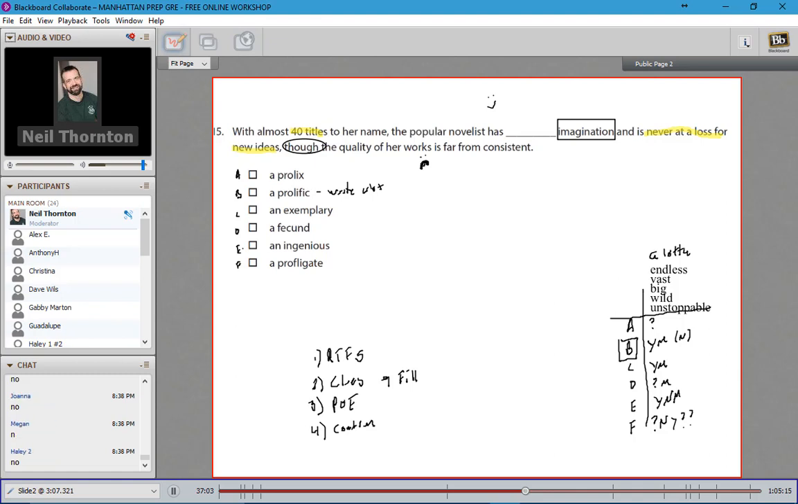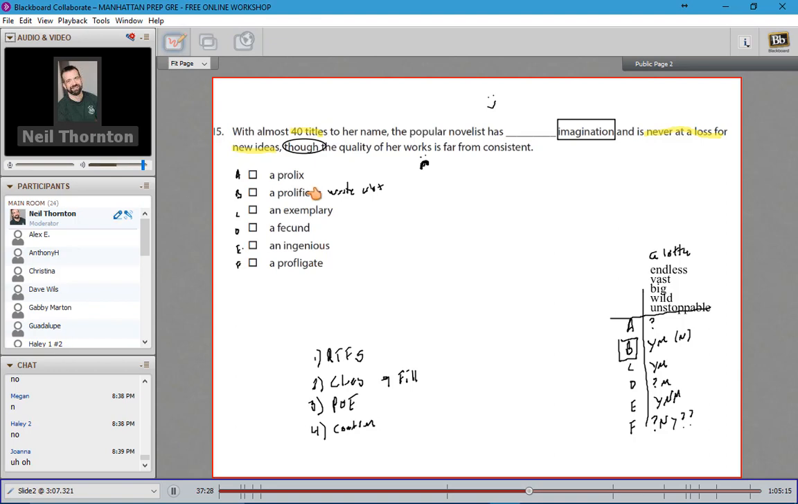No. All right. Which means one of those two has to be wrong. Yes, exemplary works. Yes, it works in this circumstance, but because they are not equivalents, because they don't match each other, you cannot pick both of those as an answer.